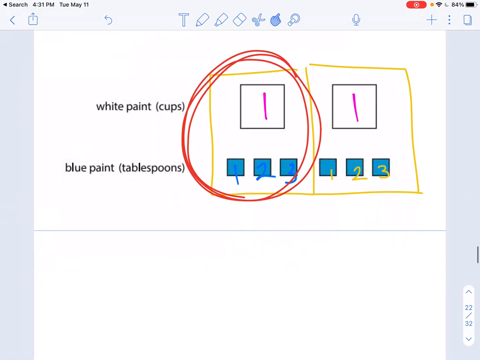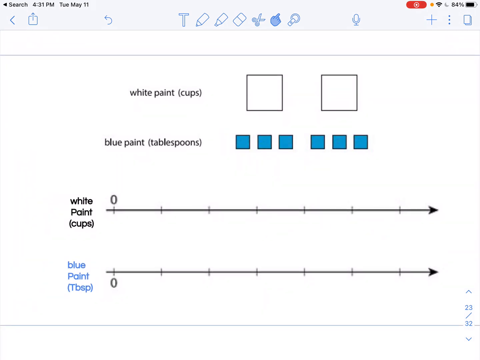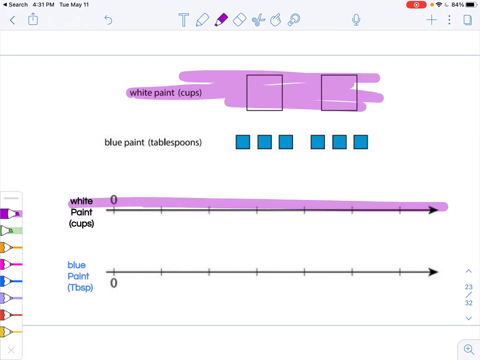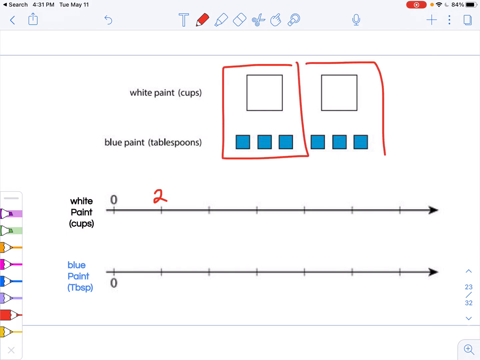Here we go. White paint for my diagram was on the top. So I'm going to put white paint on top for my tape diagram. It just helps me make sense of the work, right? So instead of counting by 2s, because yes, there are 2 white paint cups up there. Remember how we divided the picture into equal groups, 2 equal groups? So in each group, there's 1 white paint. So I'm going to count by 1 on the top.